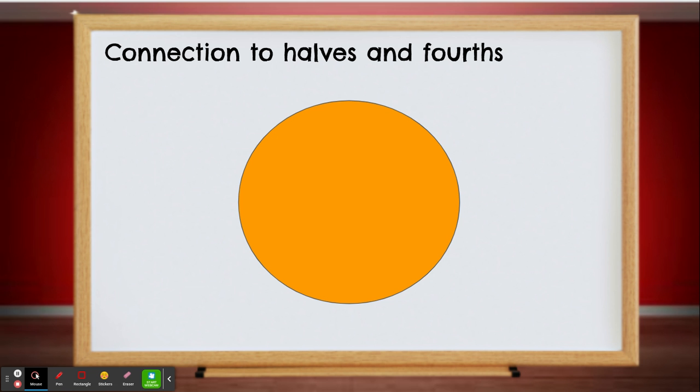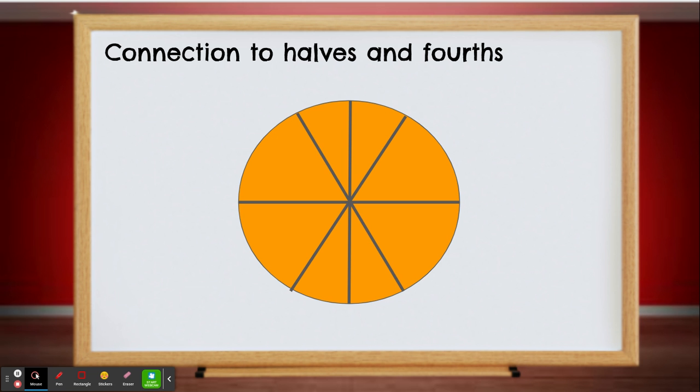But before I get started, what do you notice in front of you? That's right. There is a whole orange circle. And in this whole orange circle, I'm so tempted to break it into parts. So I'm going to break it first into halves, 2 equal parts. Then I'm going to break it into fourths, 4 equal parts. But because I want more, I'm going to continue breaking each part of this circle.